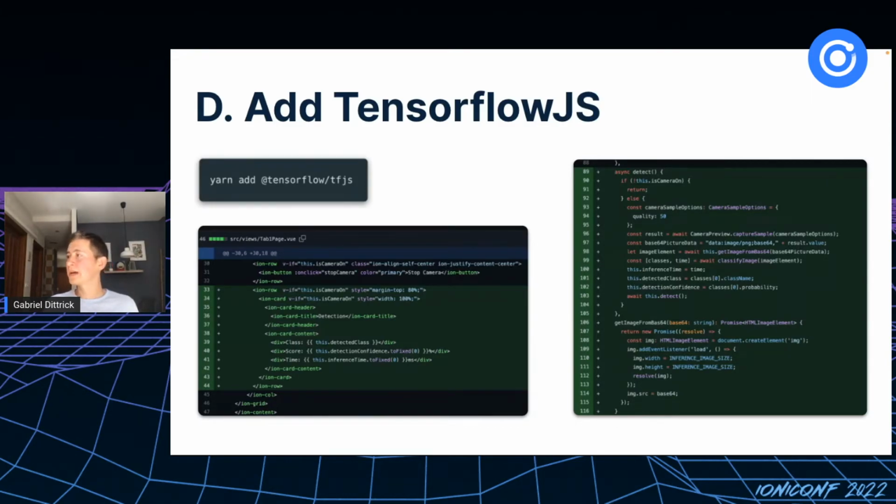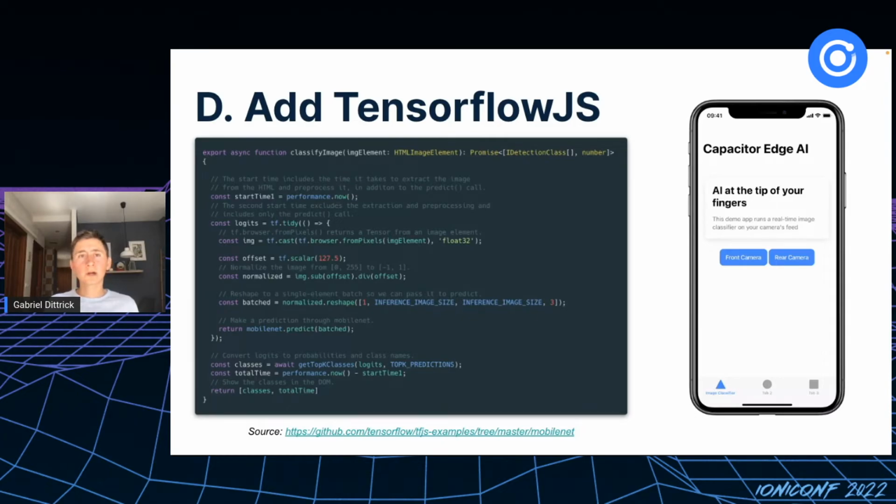Now, let's deep dive a little bit into the classify image code. This one comes from, as I said, the TensorFlow examples repository. It's the MobileNet example. You can find the source on the slide. It was readapted a little bit with TypeScript to match this project. It takes one input, the HTML image element that we created previously.